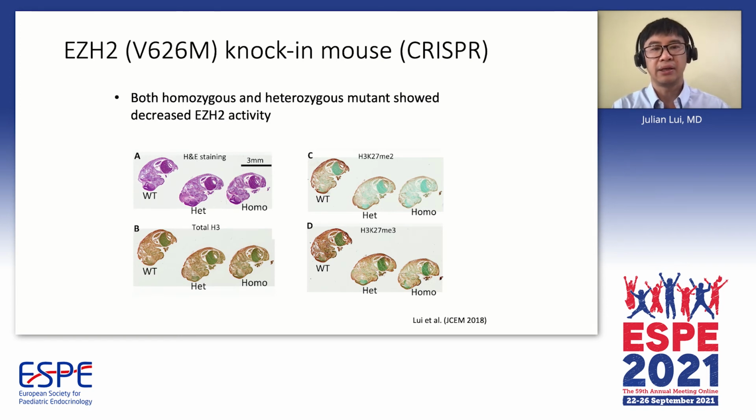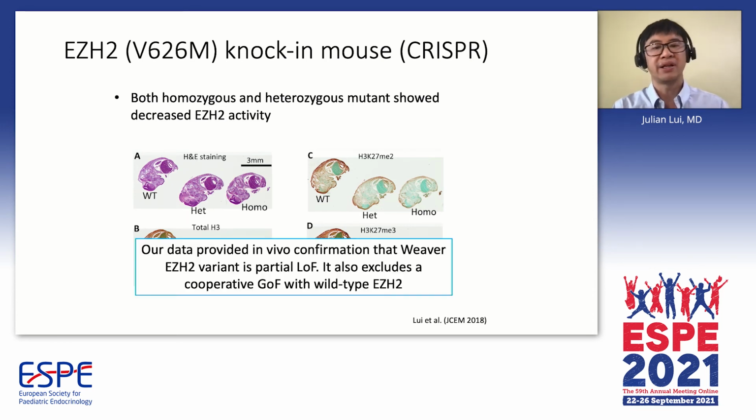We found that in both the homozygous and the heterozygous mutant embryo, there's decreased EZH2 activity, based on decreased H3K27 dimethylation and trimethylation staining, therefore confirming that the Weaver mutation is indeed a partial loss of function.